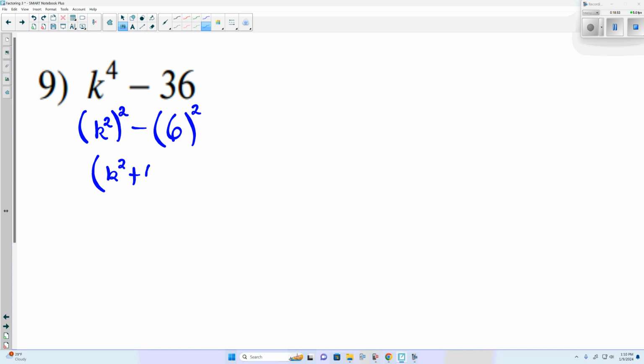K squared plus 6 times k squared minus 6. Now our k squared plus 6 is completely factored, but we do need to make sure our k squared minus 6 is not a difference of perfect squares. Is 6 a perfect square?